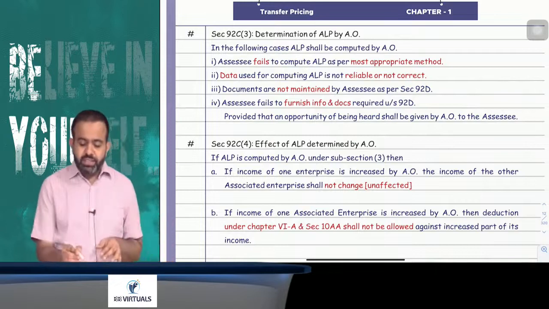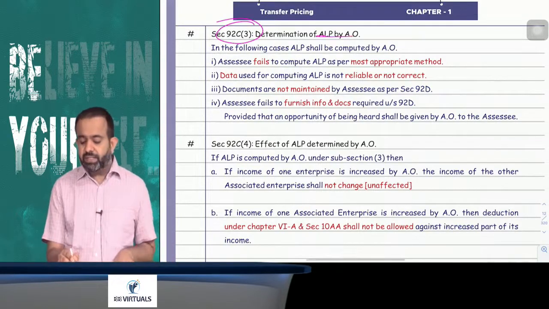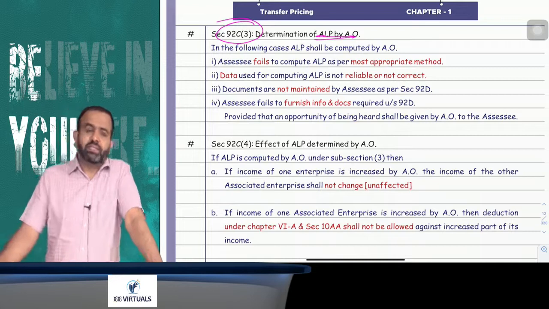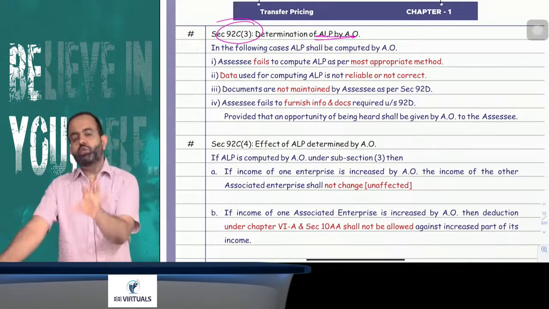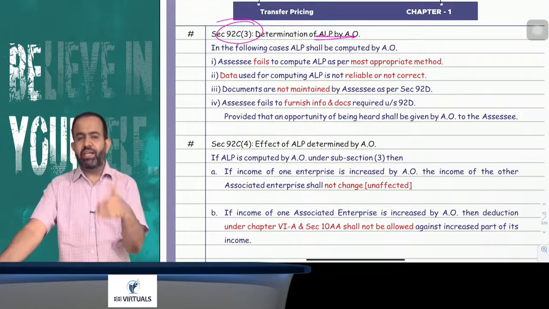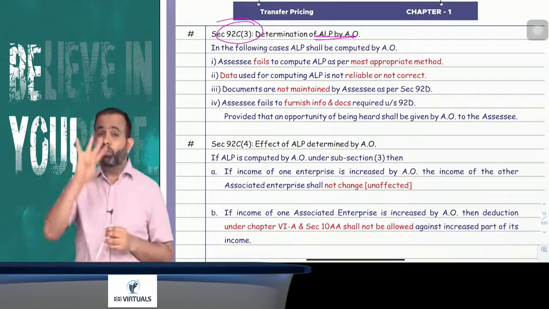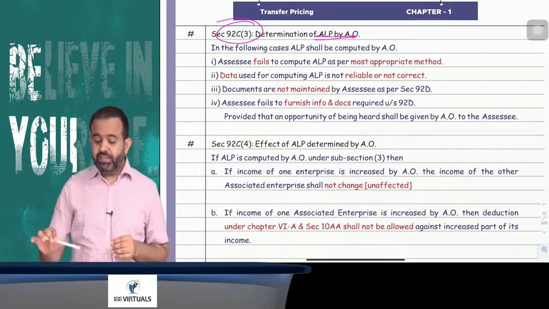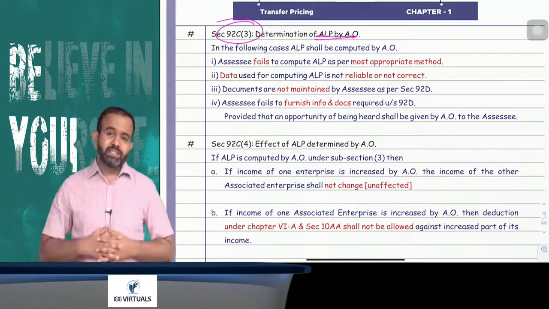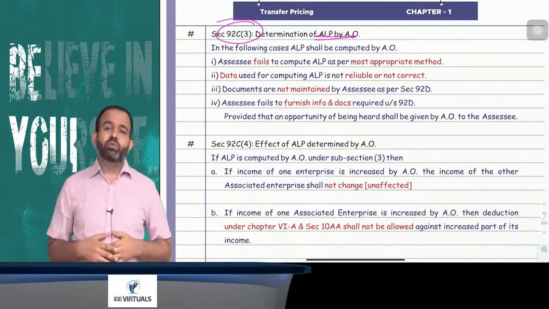Yes. Now the next section is 92C subsection 3, that is related to the determination of arm length price by the assessing officer. Normally you calculate the arm length price and you file the TP study report and all. But guys, there are 4 cases in which your assessing officer will calculate the arm length price.